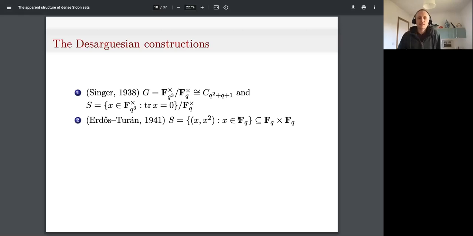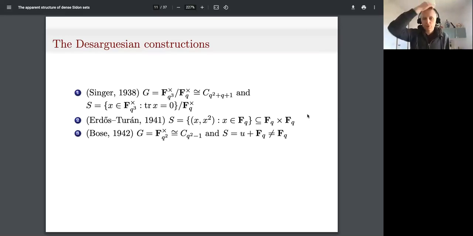The next example, which is much easier to understand at first, is one due to Erdős and Turán, 1941. And they just said, okay, look in F_q cross F_q and look at the graph of x squared. It's an easy exercise to check that works. And it obviously has size q when the size of the group is q squared.